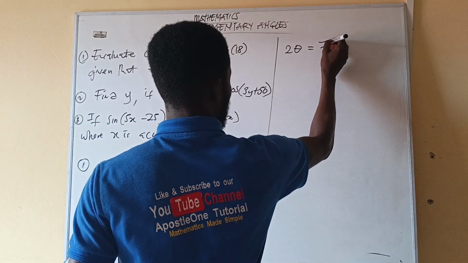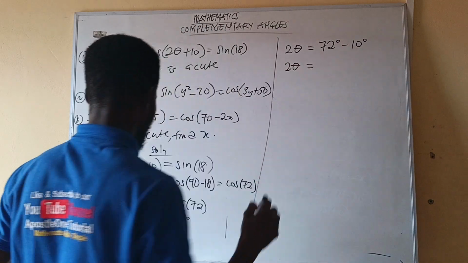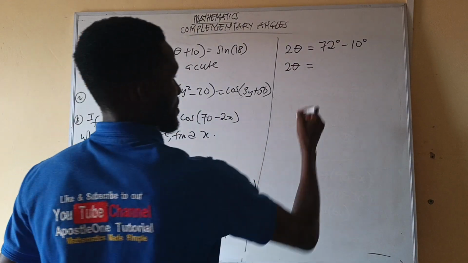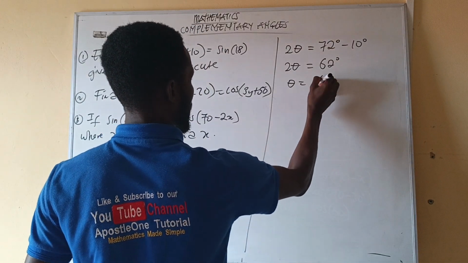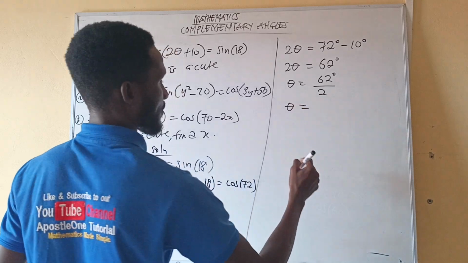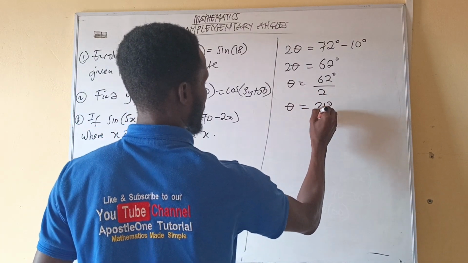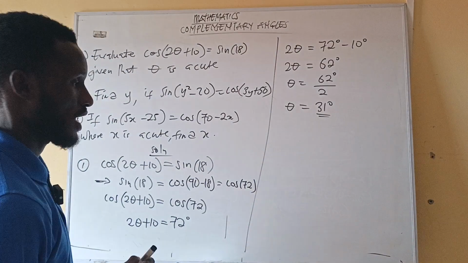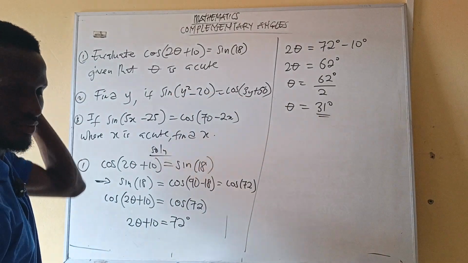So we have 72 minus 10. 2 theta, I hope you are following. So we're going to get 62 degrees. Now theta will give us 62 degrees divided by 2. Theta, now 2 going to 6 3 times, so we're going to get 31 degrees. And you know 31, this one is an acute angle. Follow me closely.